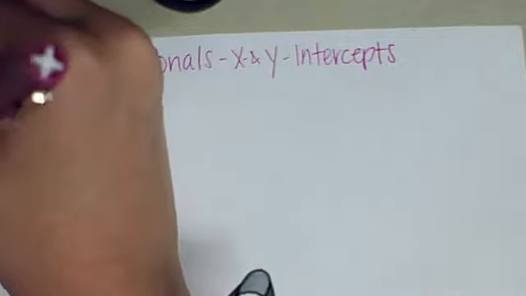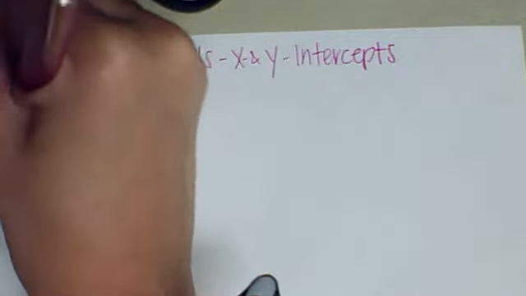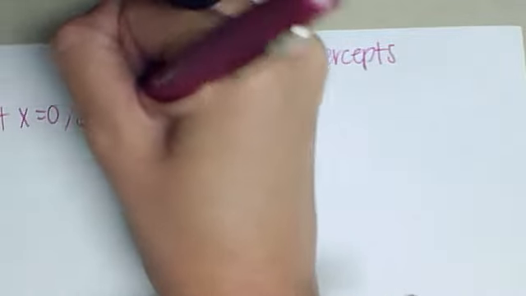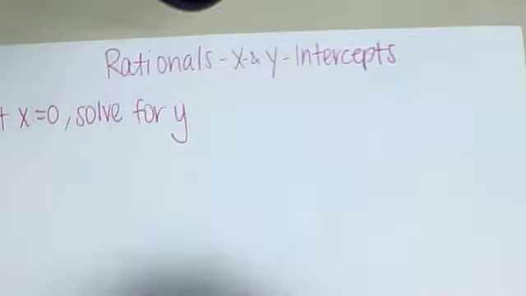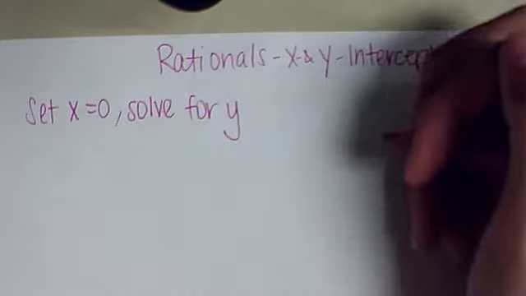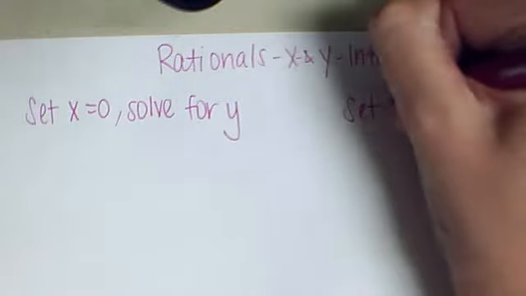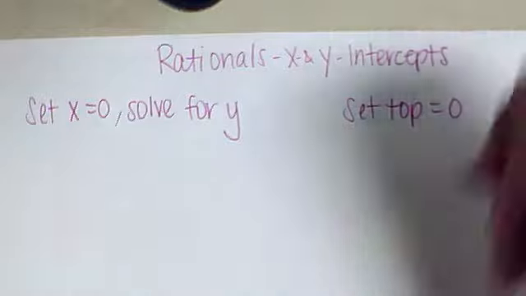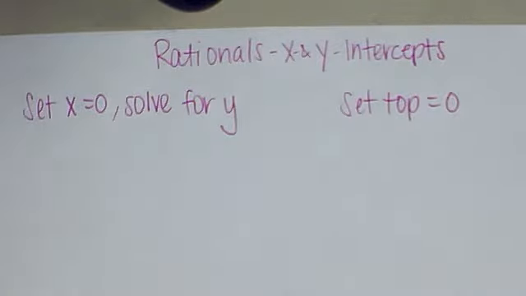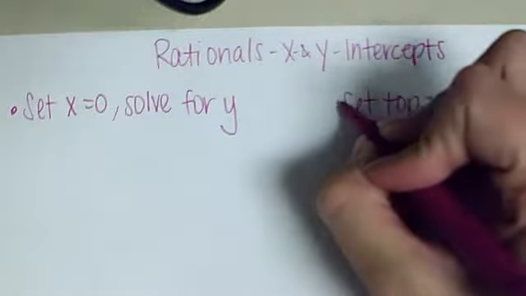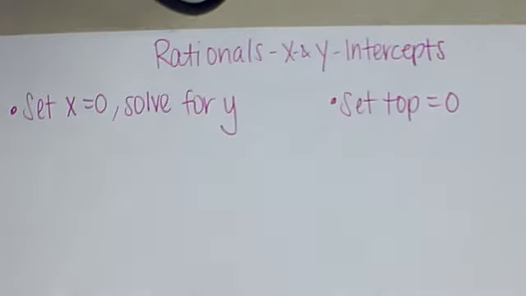To find the intercepts, you're going to set x equal to 0 and solve for y. That's how you're going to find the y-intercept. And for the x-intercepts, you're going to set the top equal to 0. So yesterday you set the bottom equal to 0 and solved. Today you're going to set the top equal to 0 and solve.